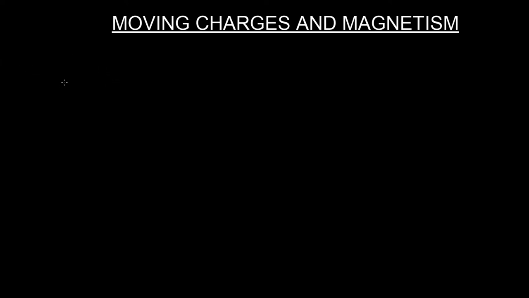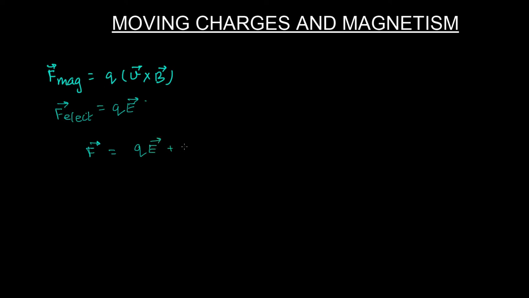Now, if we have both an electric field and a magnetic field, we just saw that the force in a magnetic field is equal to Q V cross B. And if we have both the electric and magnetic field, let's say we have an electric field E, then the electrostatic force is given by QE, right? So in the presence of both the electric and the magnetic field, the total force is given by QE plus QV cross B.